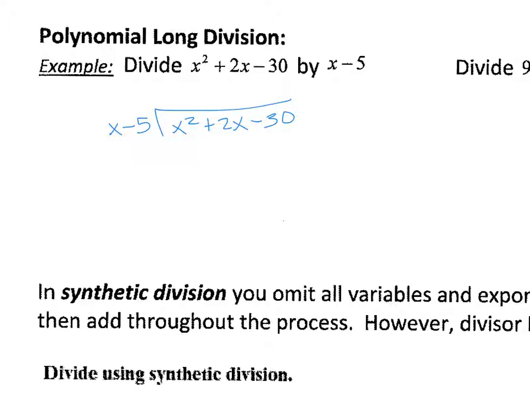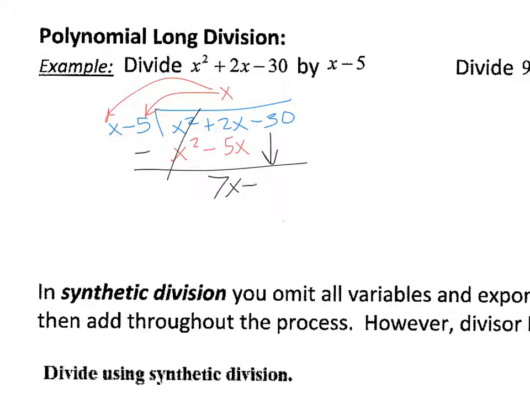First thing I want to do is do x times something equals x squared. Well, that's going to be an x. So I'm going to write that above my linear term. Now I'm going to multiply this x by x minus 5. So I write x squared minus 5x. Now remember, when you do long division, you subtract these. So x squared minus x squared cancels out. Now I have 2x minus a -5x, which is 7x.